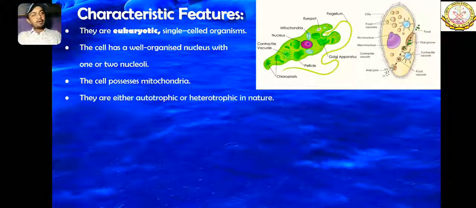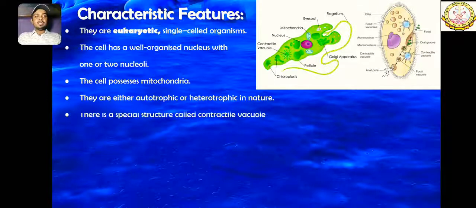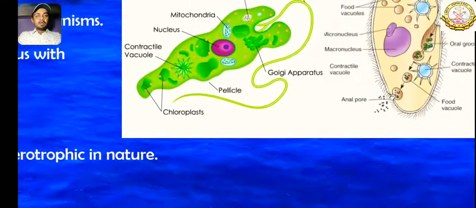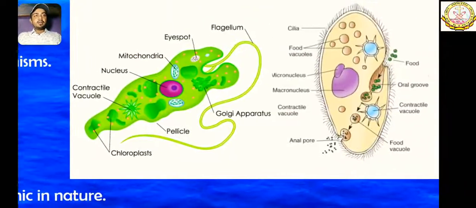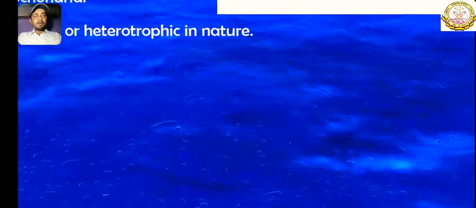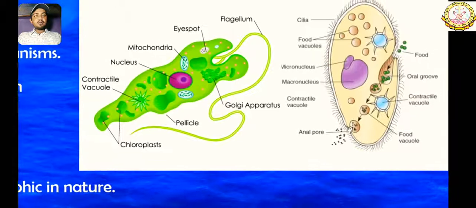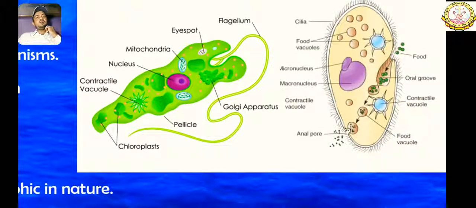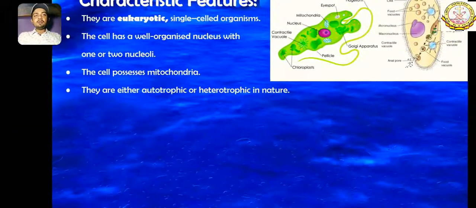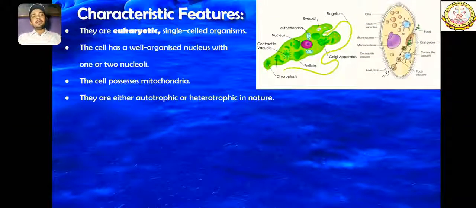They are either autotrophic or heterotrophic in nature. As you can see in this picture, we have chloroplasts in the left one, and in the right one chloroplast is not present. This left organism, which is Euglena, will be autotrophic, and the right one will be heterotrophic because it does not have chloroplasts for doing photosynthesis. So they can be either autotrophic or heterotrophic.